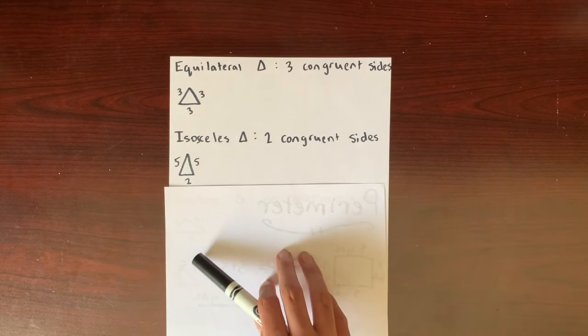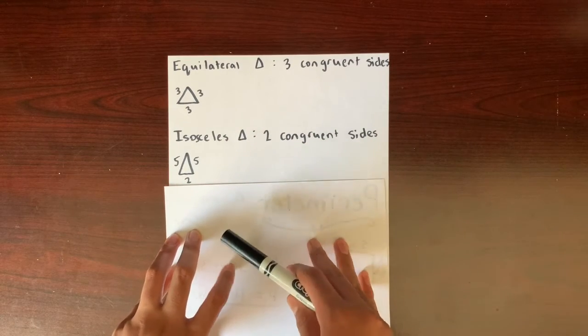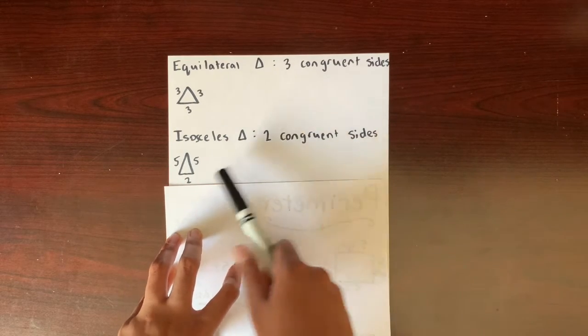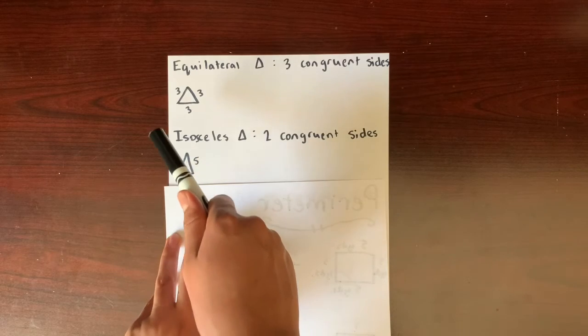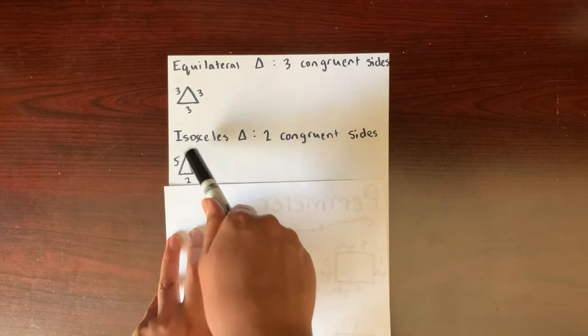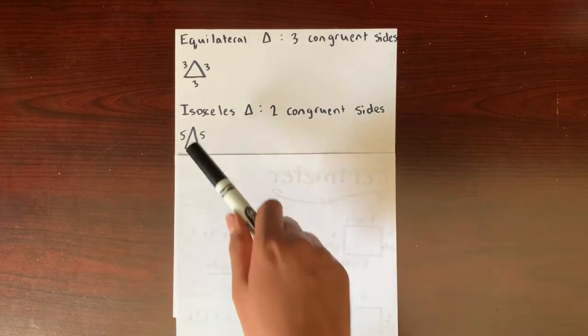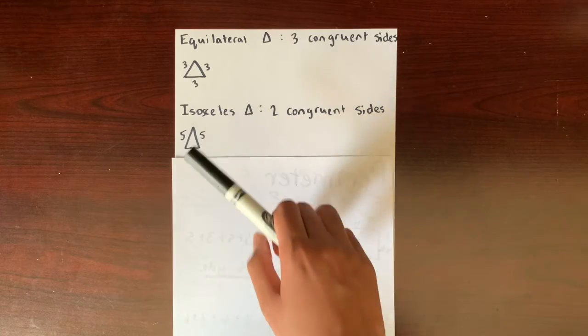An isosceles triangle, that's how you pronounce this word, it's a little bit complicated, has two congruent sides. So this triangle has side lengths 5, 5, and 2. These two sides, the 5 and the 5, are the same length. So that makes this an isosceles triangle because that means those sides are congruent.